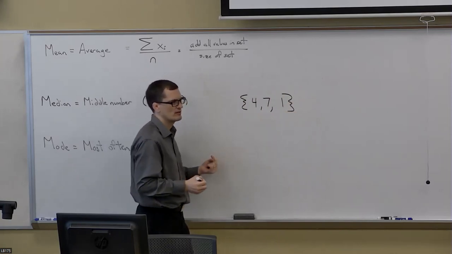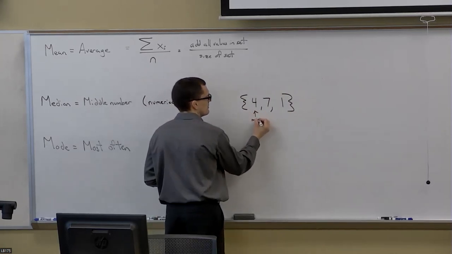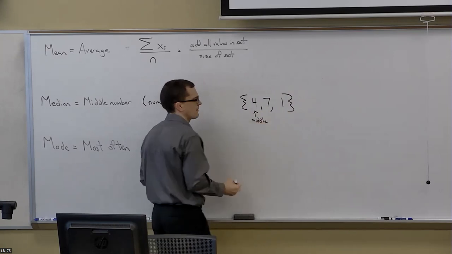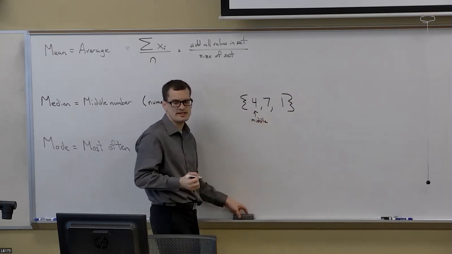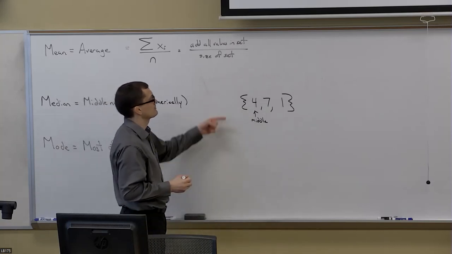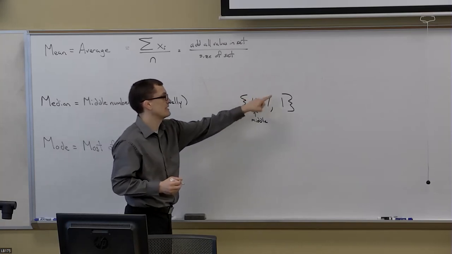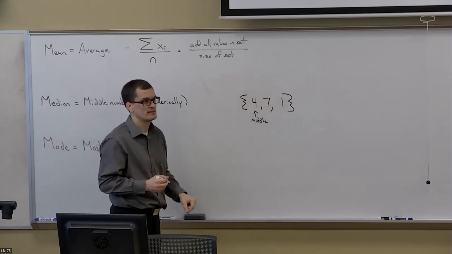Okay with that? So 4 is the middle, numerically. So 4 would be the median in that case. By the way, if I wanted to find the average, I would add those three numbers up and then divide by 3.